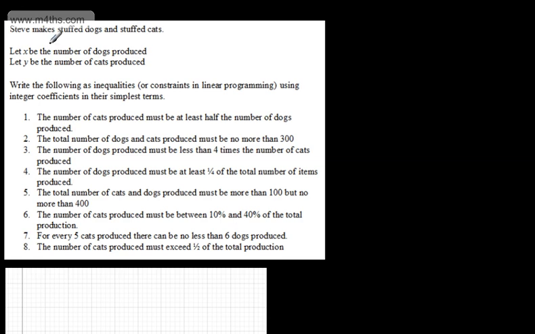In this video, we're going to look at reading and writing inequalities for linear programming in decision maths. What I've done is written a question here. It says, Steve makes stuffed dogs and stuffed cats. Let X be the number of dogs produced, let Y be the number of cats produced. We're asked to write the following as inequalities or constraints in linear programming using integer coefficients in their simplest terms.